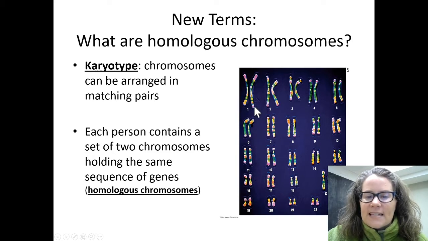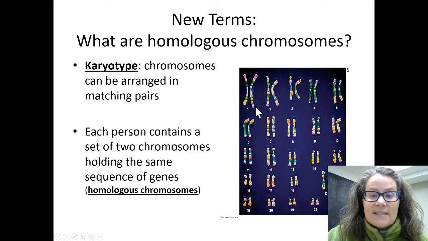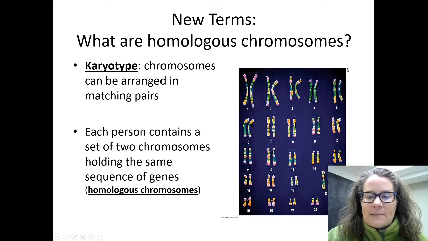Now, it's interesting. Each person contains 2 chromosomes that hold the same sets of genes. These are known as homologous chromosomes. I'm going to ignore this 23rd set just for a second and I'll come back to it. It is a mismatch set, but all the rest of them are matching. And you can see these different regions show different genes that match between these chromosomes.